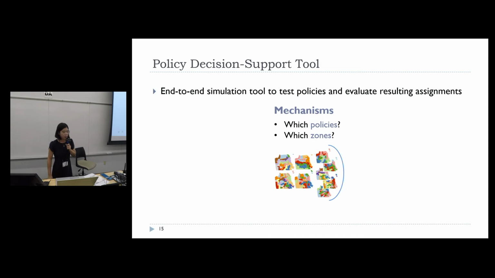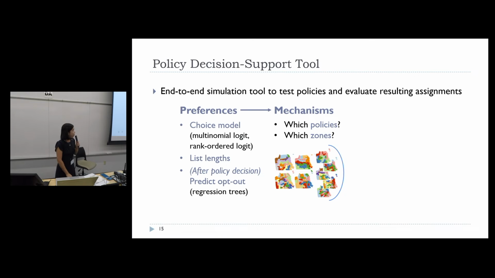Next, what we did was we took these initial decisions, which are just the mechanism design part. What are the policies we're considering? What are the mechanisms? What are the zones? And we built an end-to-end simulation tool that allowed us to test and evaluate these policies. So as I mentioned before, we had to simulate counterfactual choice.